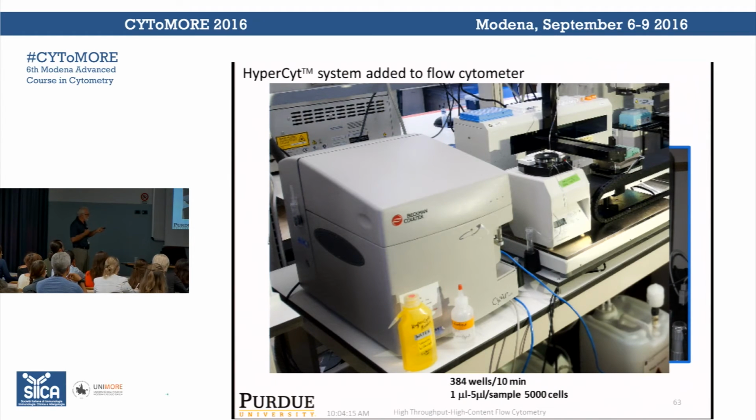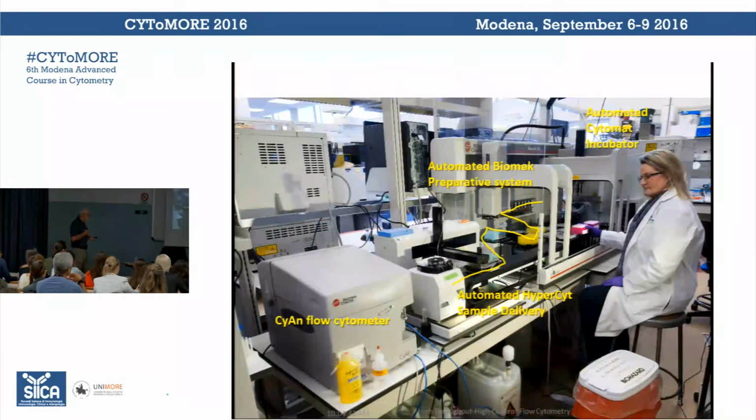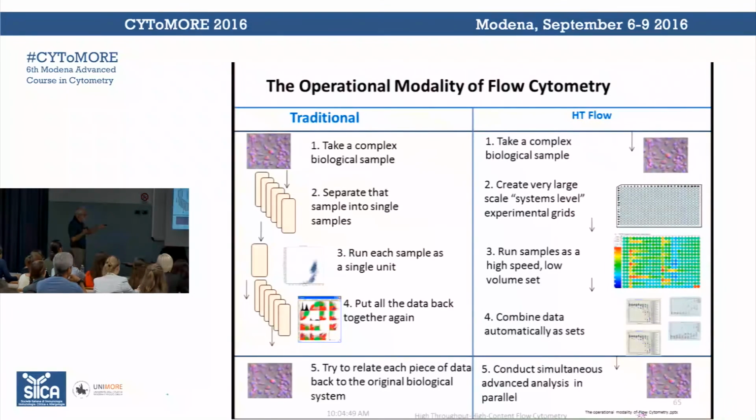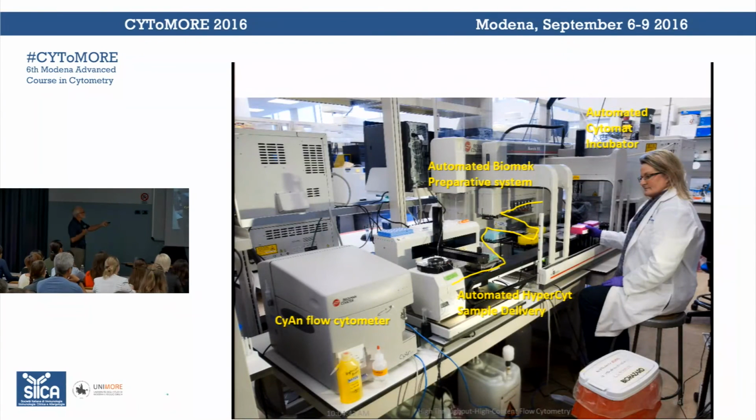So this robot can sample the 384-well plates. This is a fully automated system we built a number of years ago. Automated incubator over there, and FX robot, and samples can come on the conveyor to here, and then they're sampled and they go in here.